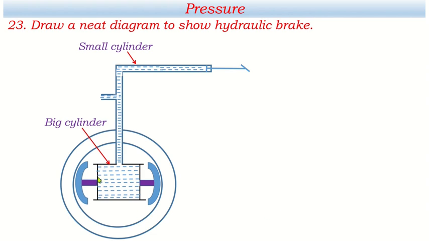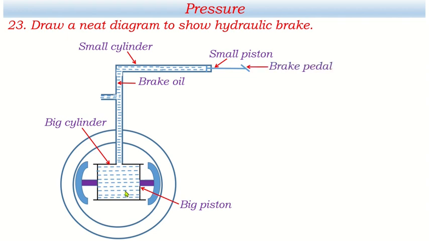The big cylinder has two different openings. We can say that it is filled with brake oil. A small piston is fitted at the mouth of the small cylinder, and a big piston is fitted at the mouth of the big cylinder. Here we have two big pistons, and this is the brake pedal.